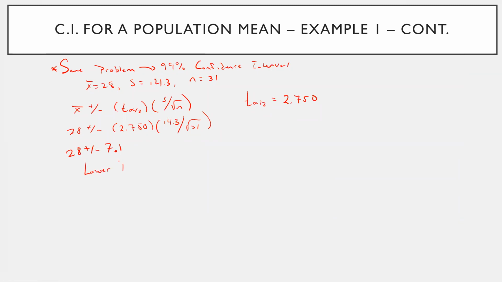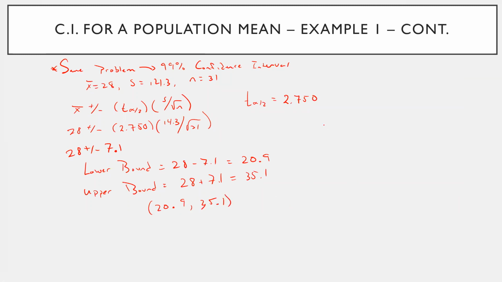So the lower bound here is the subtraction part. I think it's 20.9. And the upper bound is the addition part, which is 28 plus 7.1. I think that gets you 35.1. All right, so we're 99% confident then that the mean is somewhere between 20.9 and 35.1.